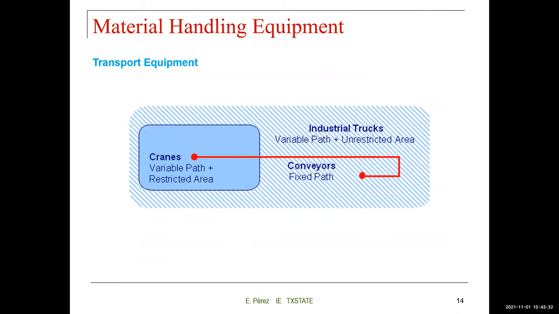So I show you this again. The idea is that this helps you differentiate between the cranes, conveyors, and industrial trucks. So the cranes, you see, you can cover this blue area, but the area is restricted. You still have flexibility of movement within that area, but you're restricted in how much area you can cover. The industrial trucks, if you compare that with the area that is covered by the cranes, you have more flexibility in terms of coverage. And then the conveyor is just a fixed path. So you have to go through that red line, and that's your area of movement.